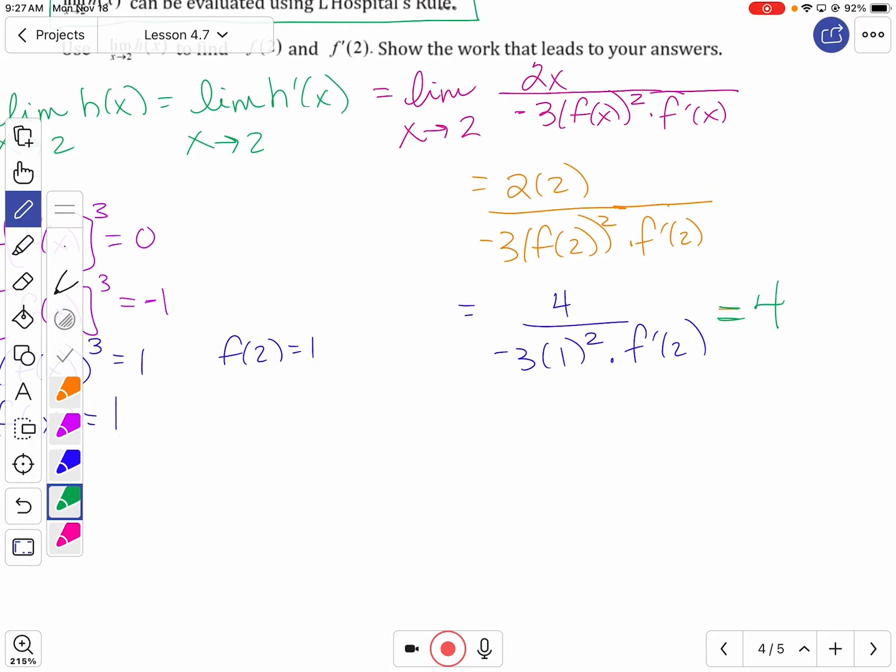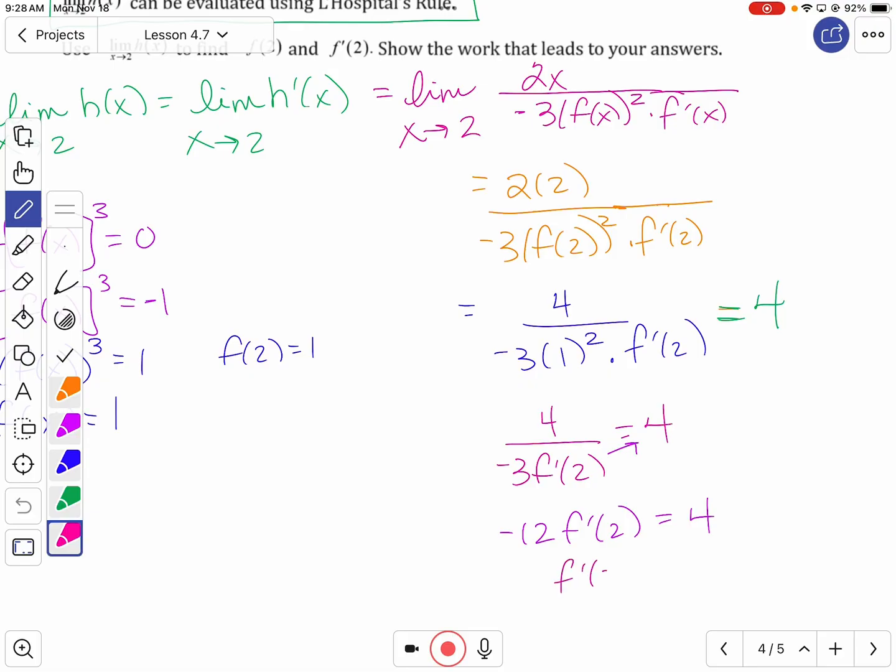So let's simplify a little bit. So we've got 4 over negative 3 f prime at 2 equals 4. We can do a little cross multiplication here. So negative 12 f prime at 2 is going to equal 4. So f prime at 2 would equal 4 over negative 12 or negative 1/3. Okay, so to finalize our answer, f at 2 was 1, f prime at 2 was negative 1/3.